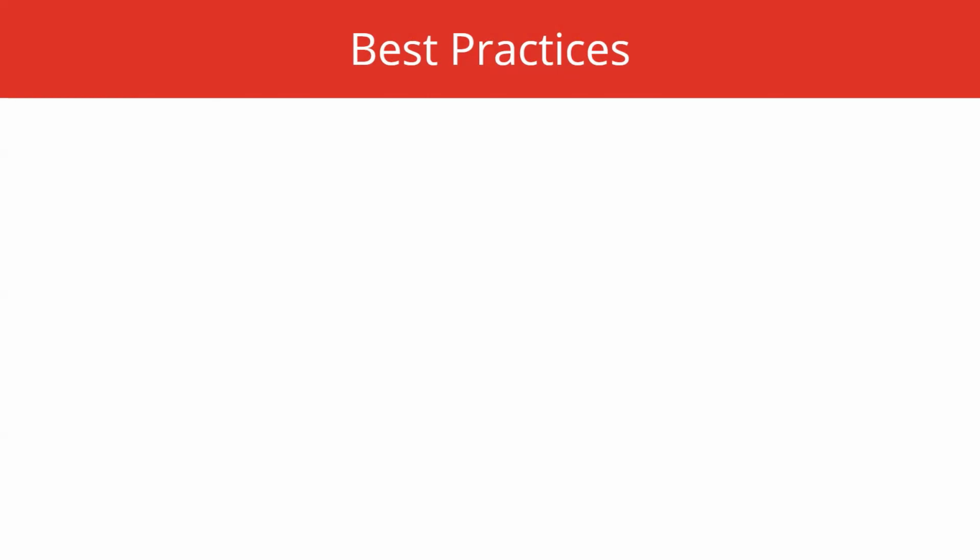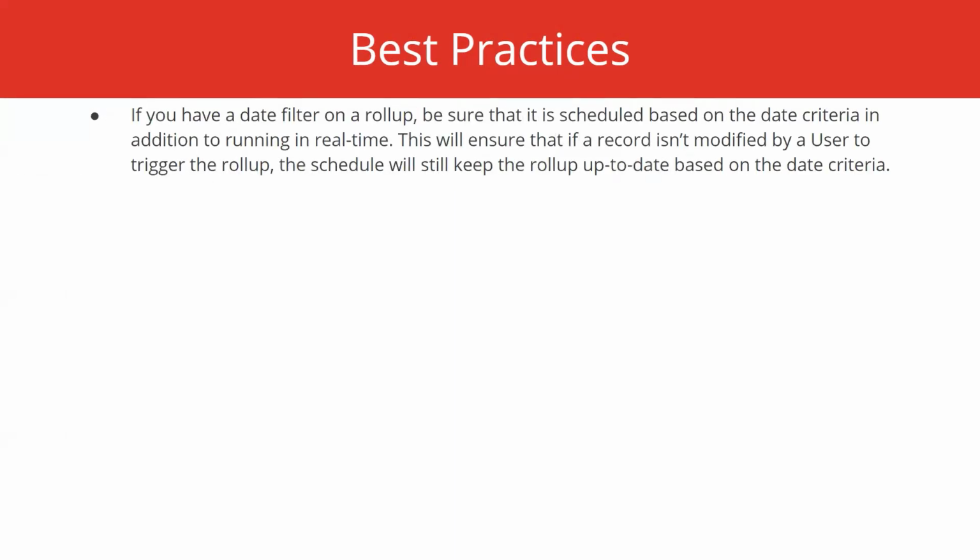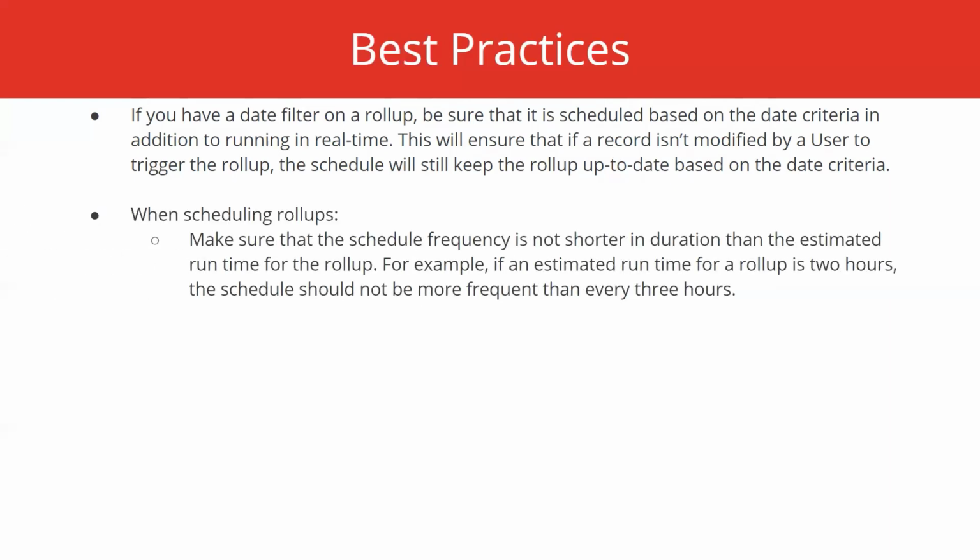Finally, here are some best practices to keep in mind. If you have a date filter on a rollup, be sure that it is scheduled based on the date criteria in addition to running in real time. This will ensure that if a record isn't modified by a user to trigger the rollup, the schedule will still keep the rollup up to date based on the date criteria. When scheduling rollups, make sure that the schedule frequency is not shorter in duration than the estimated runtime for the rollup. For example, if an estimated runtime for a rollup is 2 hours, the schedule should not be more frequent than every 3 hours.